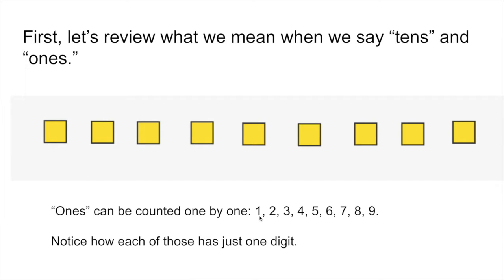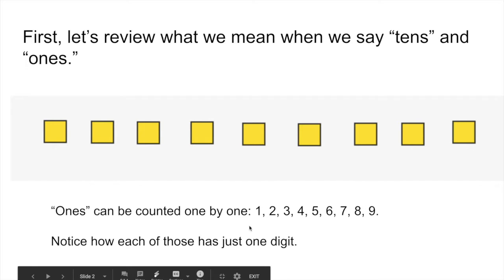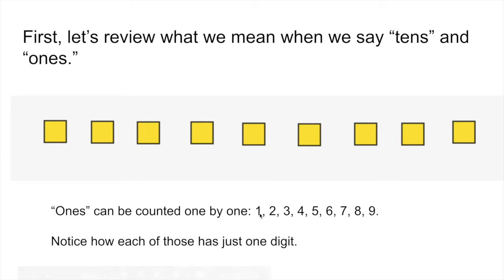Now take a look where I typed out that pattern, 1, 2, 3, 4, 5, 6, 7, 8, 9. Do you see how each of those has just one digit? There's only one thing I typed to make a 1, one thing I typed to make a 2, and so on like that. That's what we mean when we talk about ones.